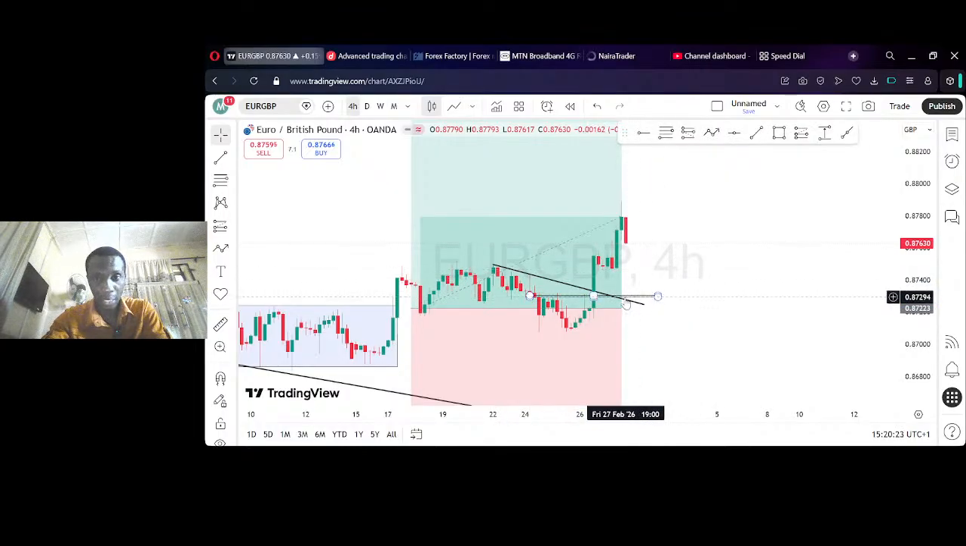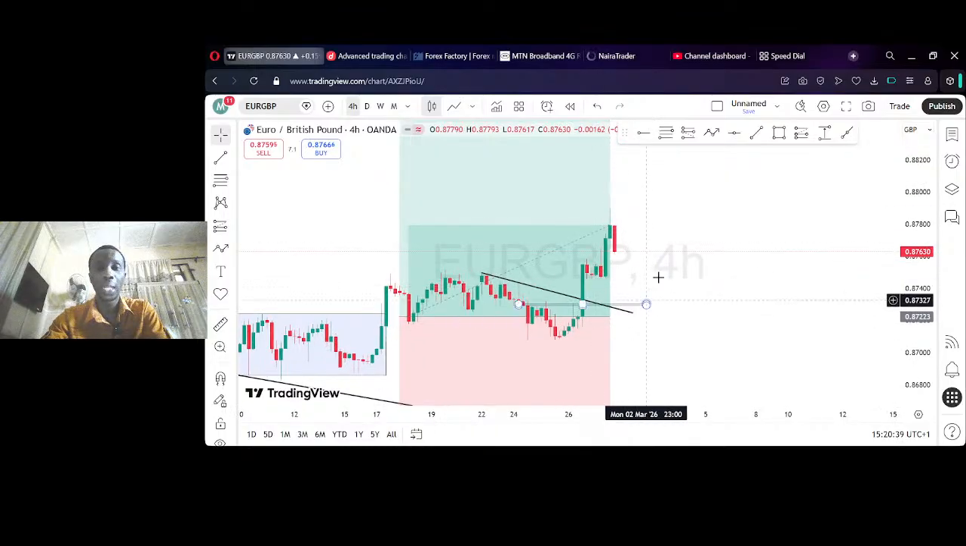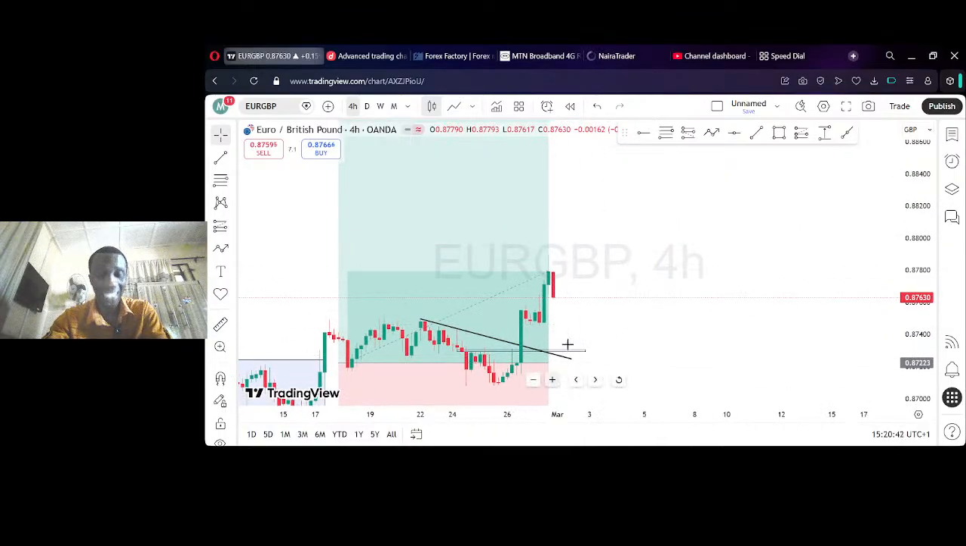Expect price to pull back to 0.87300. From there, we take a buy position. From there, price is expected to turn around with a bullish engulfing candle or probably a small double bottom that will point to the upside.